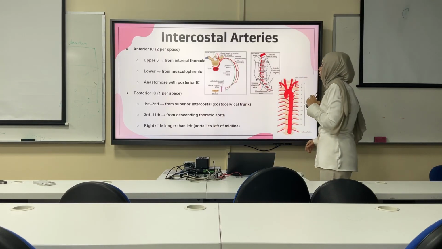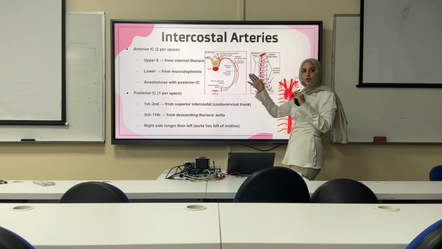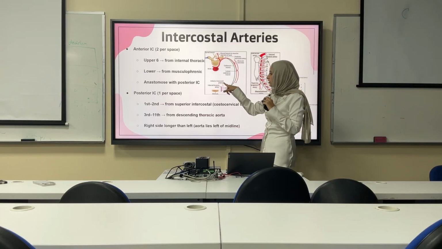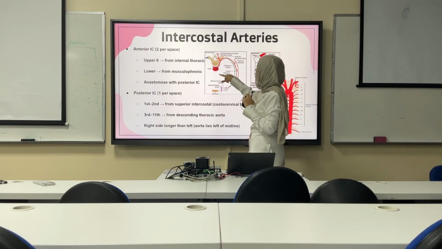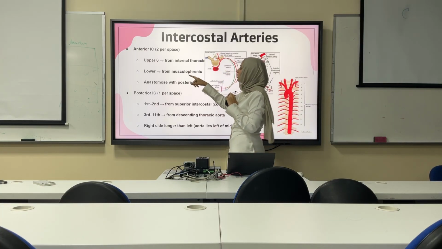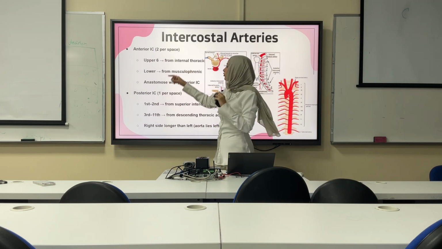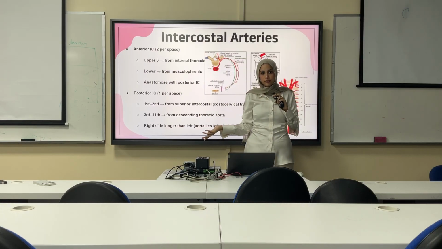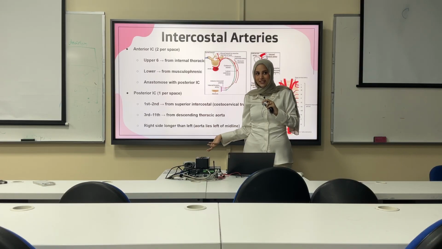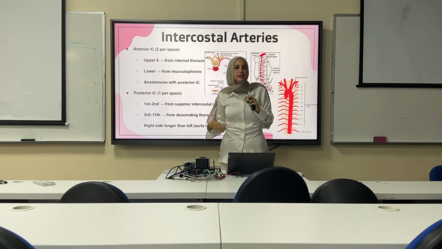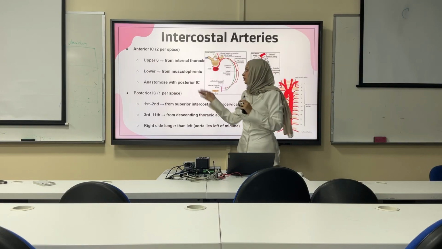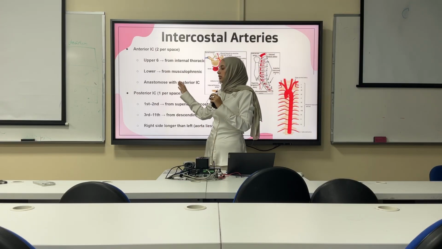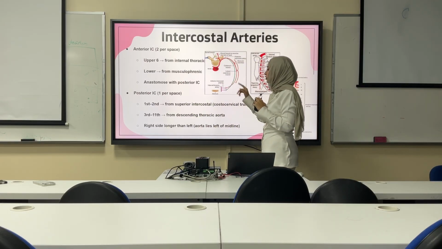Okay, and then intercostal arteries. As I told you before, you can see here that from the internal thoracic artery come the anterior intercostal arteries, and then they anastomose with the posterior parts. So from the anterior, I told you the upper 6 are from the internal thoracic, right? Now the lower ones are from the musculophrenic, which is a branch of the internal thoracic, right? So it's just a different name, but it's basically the same artery. It's just because after the 6th we said it becomes the musculophrenic. And then they anastomose with the posterior intercostal arteries.